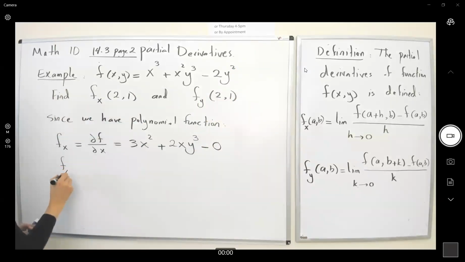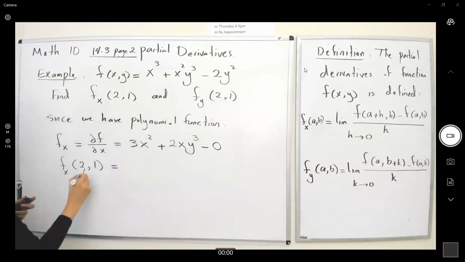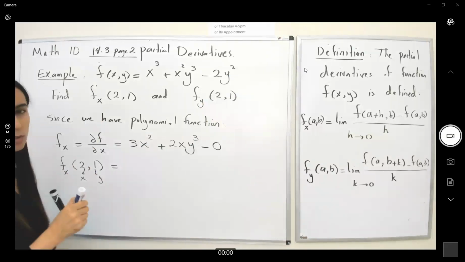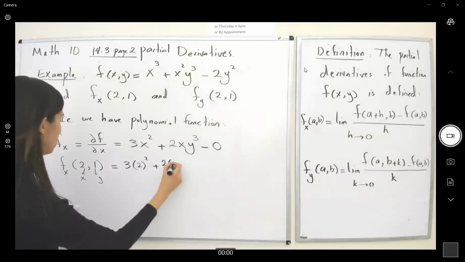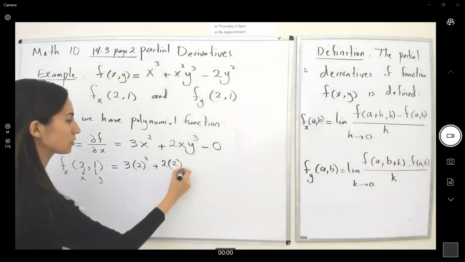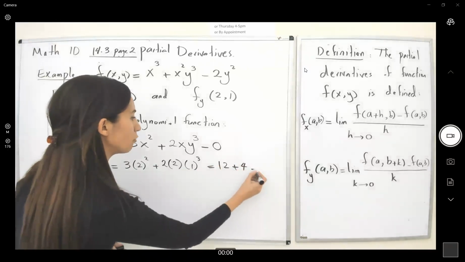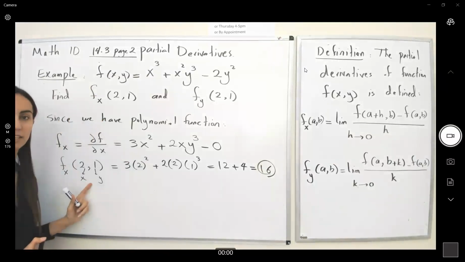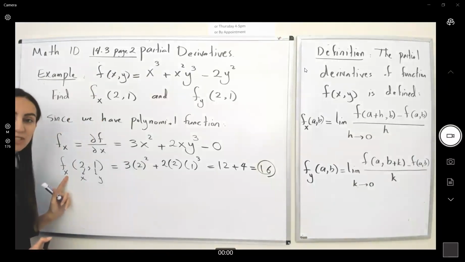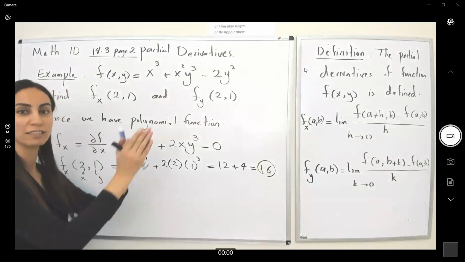Now, the partial derivative of f with respect to x at point (2, 1) means that your x is 2, your y is 1. Just do the substitution. You get 3 times 2 squared plus 2 times 2 times 1 cubed. So we have 12 plus 4, which is 16. The instantaneous rate of change with respect to x at this point is positive, so it's going to be increasing.